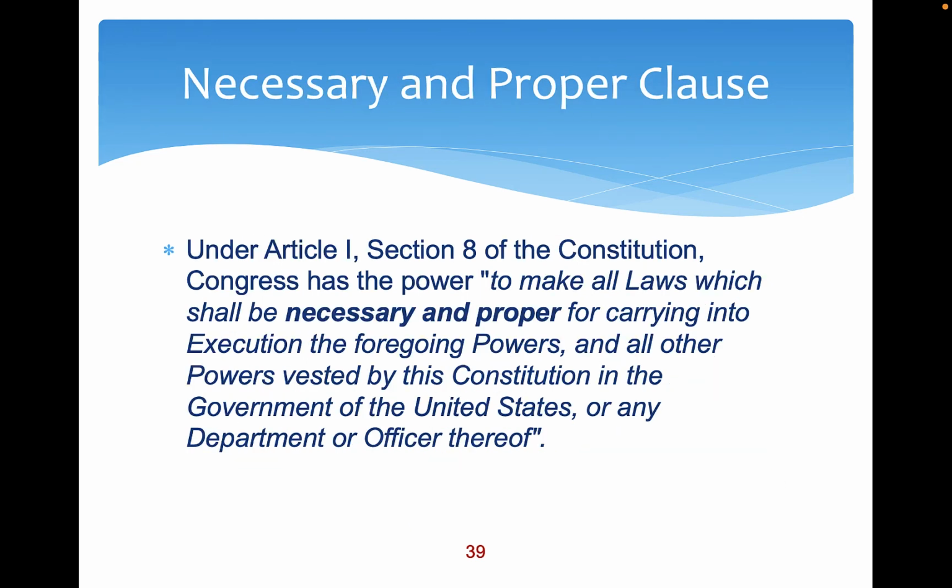So under Article 1, Section 8 of the Constitution, Congress has the power to make all laws which shall be necessary and proper for carrying into execution the foregoing powers and all other powers vested by this Constitution in the government of the United States, or any department or office thereof.